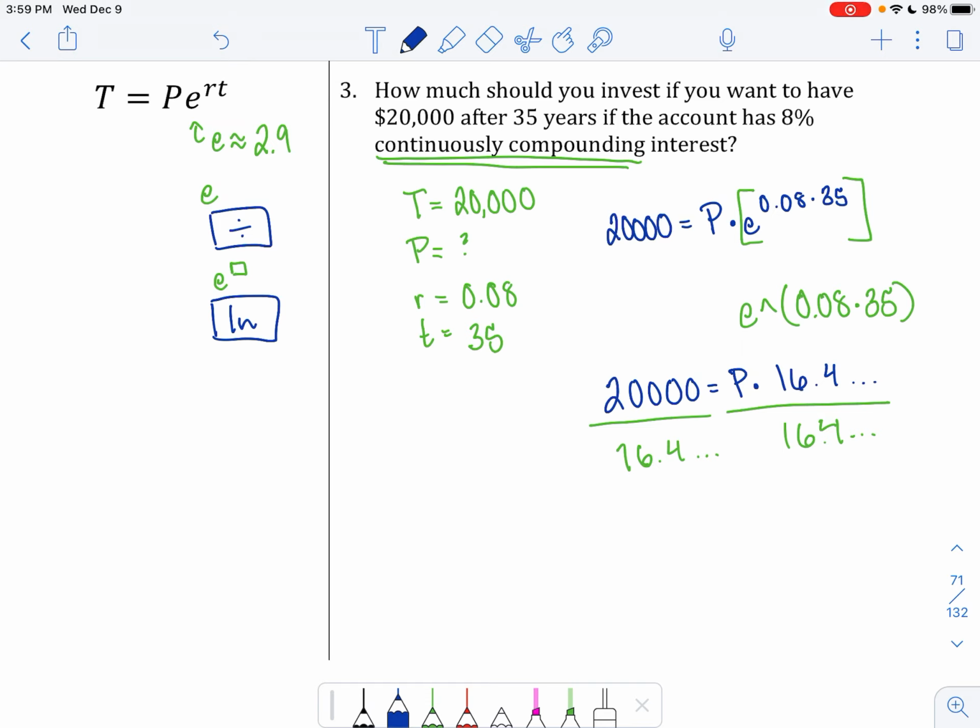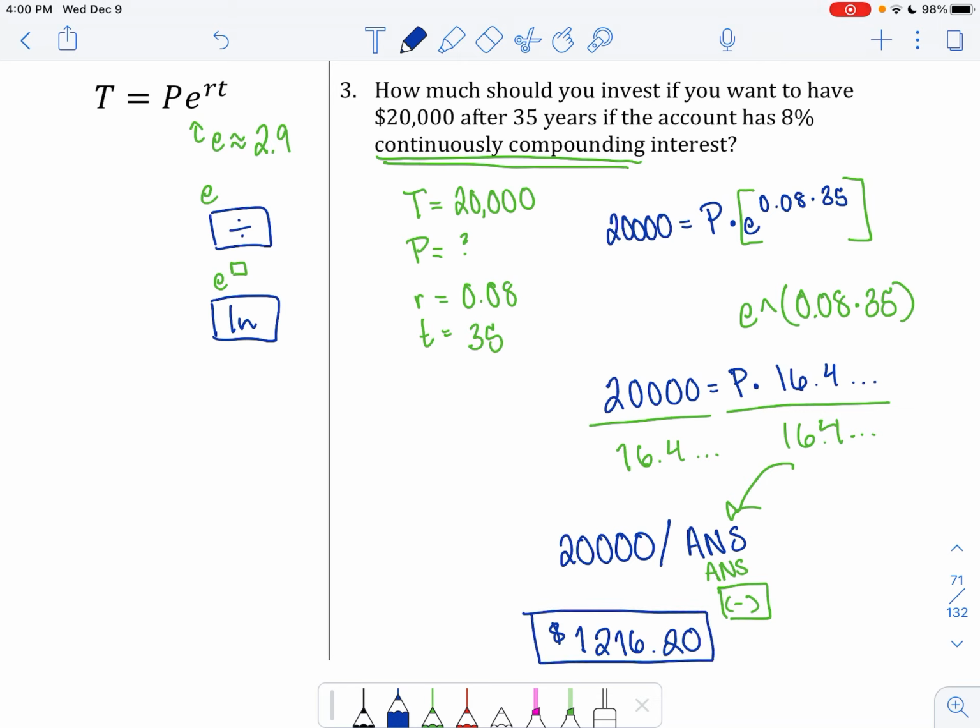And so what you're actually going to type into your calculator is 20,000 divided by, and you're going to type in just the answer, whatever you just used. For most of you, this is going to be above the negative button. If you look at the button that's got the negative symbol, ANS is the second function, so click second, and that'll plug in your answer to the equation. Your final answer should be $1,216.20, because 8% is a really high interest rate. So you don't have to invest very much to end up with 20 grand 35 years later.